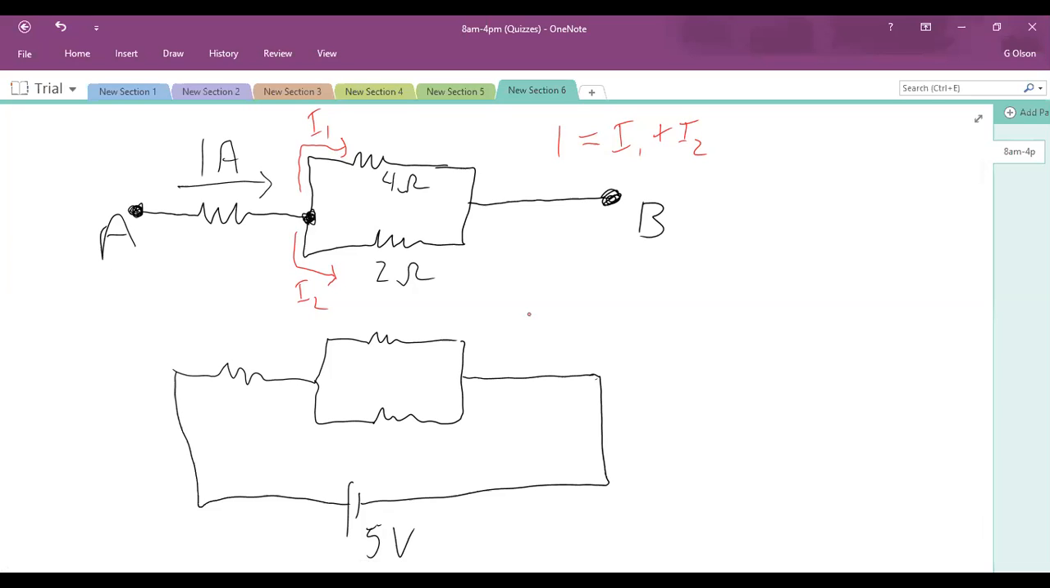So again, you're going to have a few circuit problems. Like I said, have that scratch paper ready. Have your calculator. I think I put in the email what you should have: calculator, scratch paper, equation sheet, pencil.